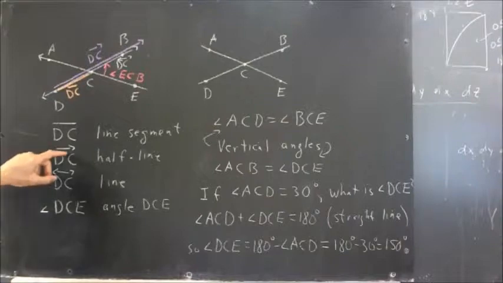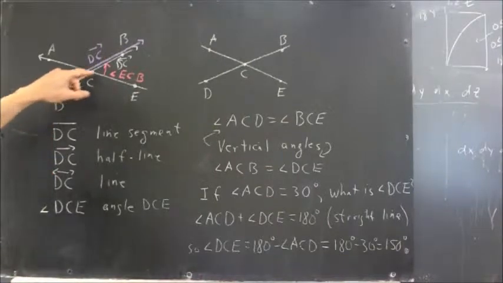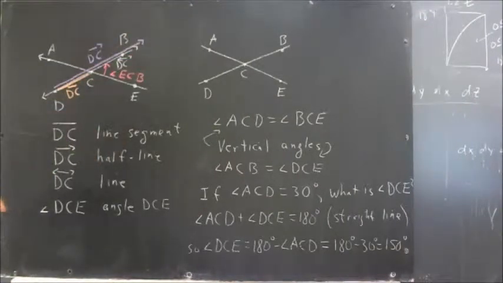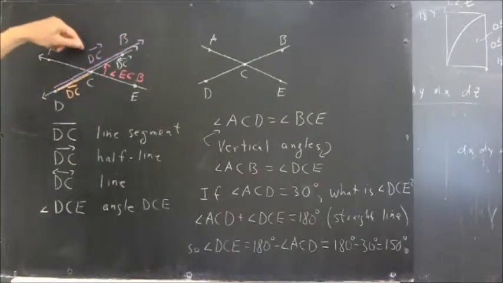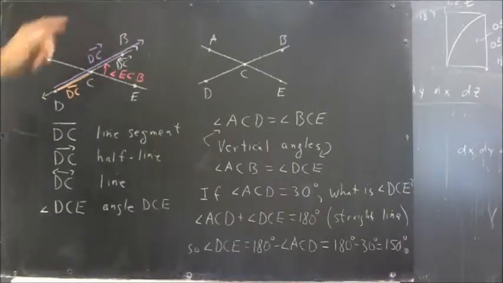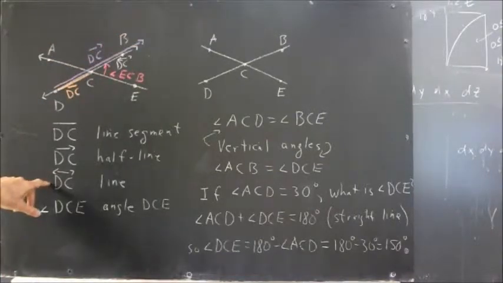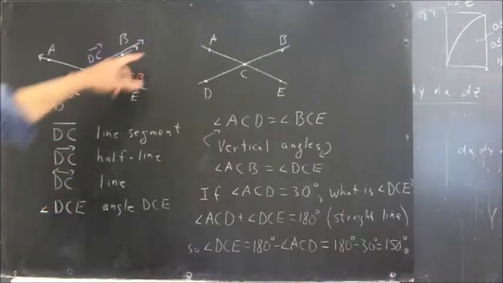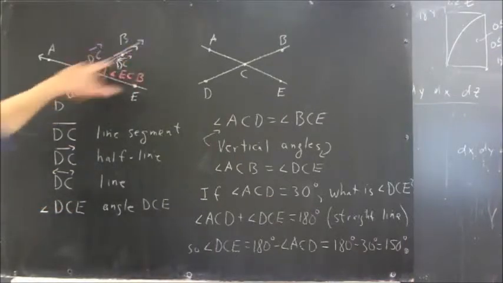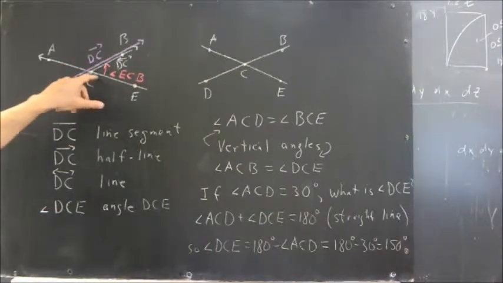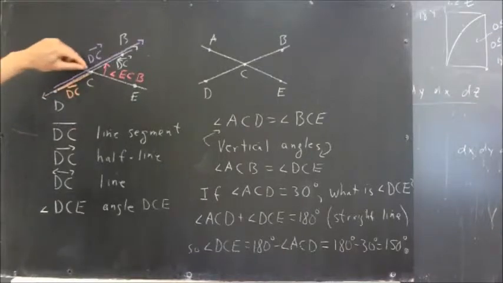The half line DC goes from D to C and keeps going. So the half line is right here in purple, DC with the arrow going this way. We go from D to C and keep going. And DC with the double arrow is just the entire line that contains the points D and C, the unique line that contains the points D and C.